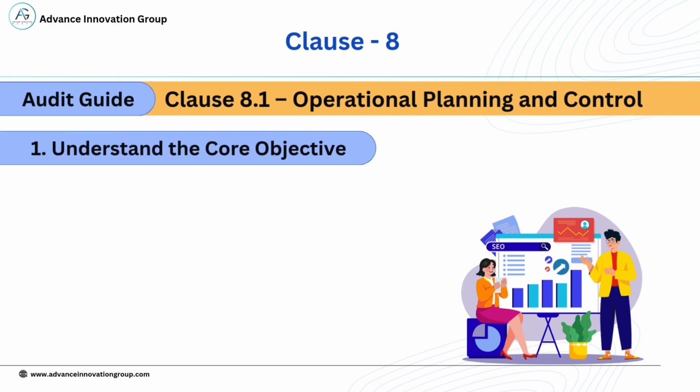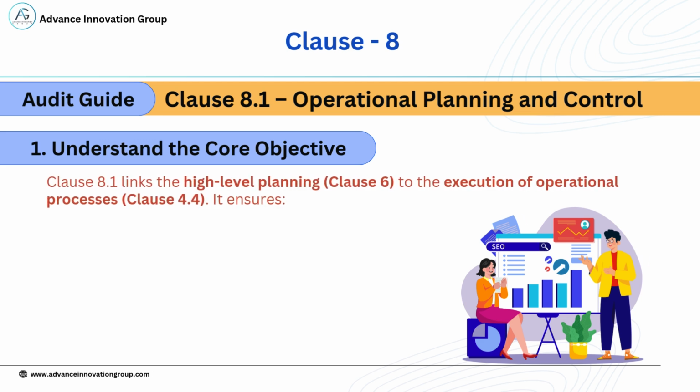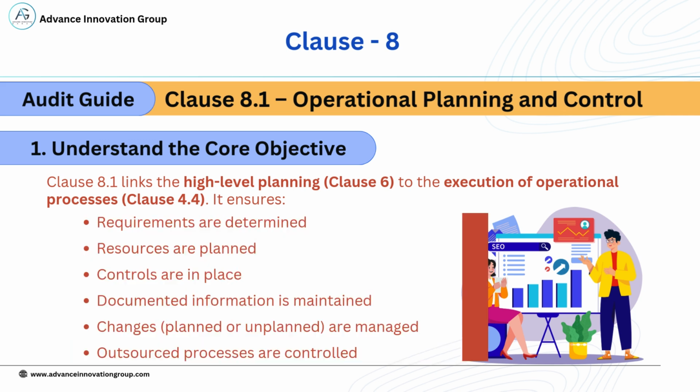1. Understand the core objective. Clause 8.1 links the high-level planning, Clause 6, to the execution of operational processes, Clause 4.4. It ensures requirements are determined, resources are planned, controls are in place, documented information is maintained, changes, planned or unplanned, are managed, and outsourced processes are controlled.